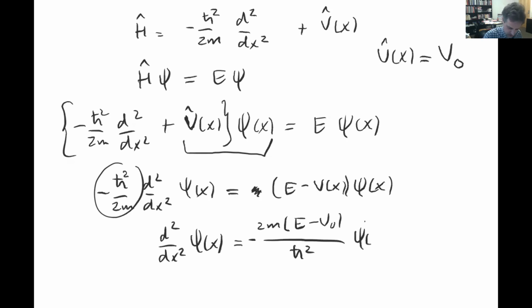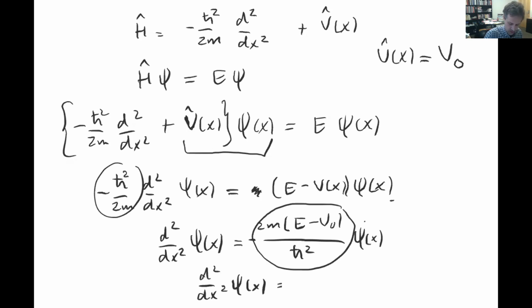There. Okay, so that is my result, and I can do the same thing as before. I'm going to again call this whole thing here k squared. So the situation looks very similar to the situation before.